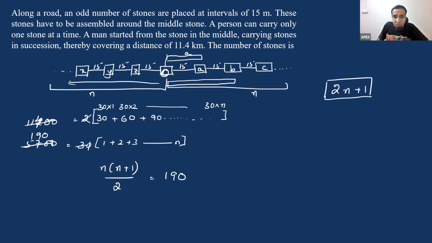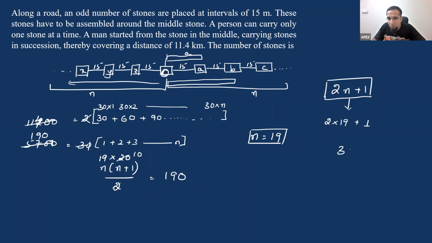If you are good at the number crunching game, I can write 19 into 20 is equal to 190. So this will be equal to 190, which means the value of n is equal to 19. I repeat, we have assumed that there are n stones on the right and n stones on the left and the center stone. So therefore, the total number of stones here becomes 2 into 19, that is 38, 38 plus 1 is 39, and 39 becomes our final answer. So I would not see this question falling into any area. I would rather see this question as a simple puzzles question where we can apply calculation techniques and get our answer. Right? So let's move to the second question.